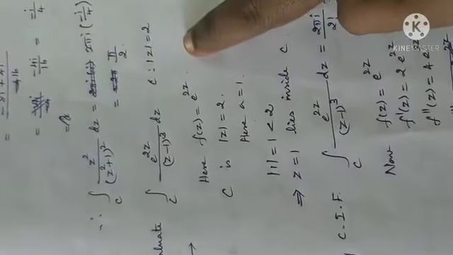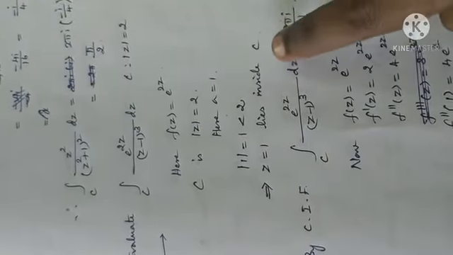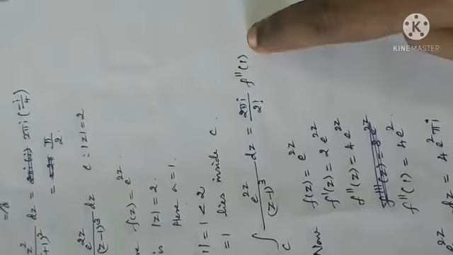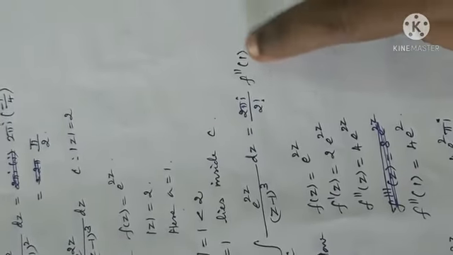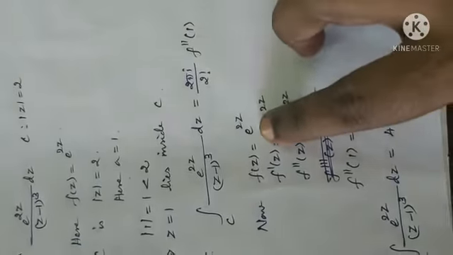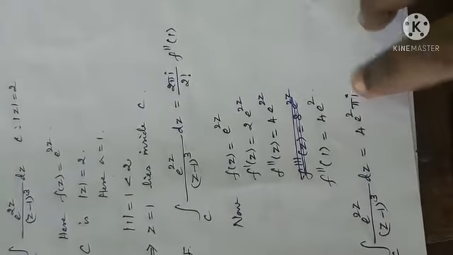It's a similar problem, okay? Similar problem. F of z by z minus a whole cube. It's very clear it lies inside C. Answer is 2 pi i by 2 factorial into f double dash of 1. To find f double dash of 1, first we have to find f double dash of z. From f of z, find f double dash of z. Replace z by 1, you will get f double dash of 1. Hence, that is the answer.